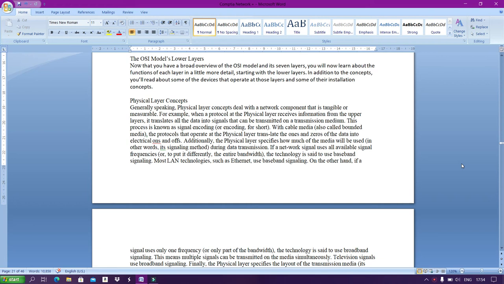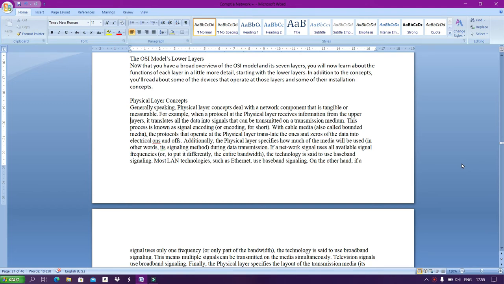Overview of the OSI model and its 7 layers. You will learn about the function of each layer in a little more detail, starting with the lower layers. In addition to the concepts, you will read about some of the devices that operate at those layers and some of their installation concepts. Physical layer concepts.